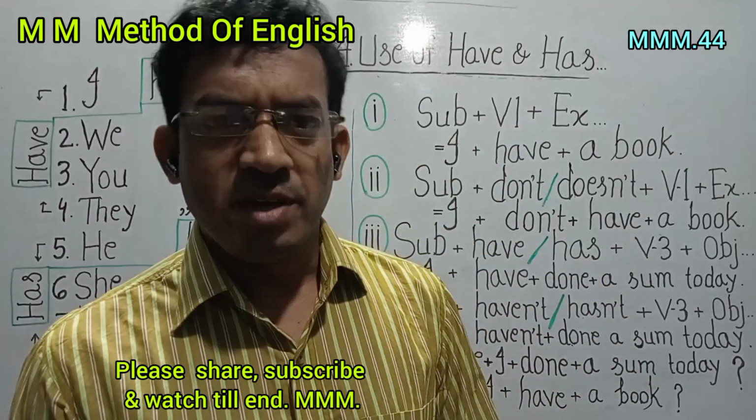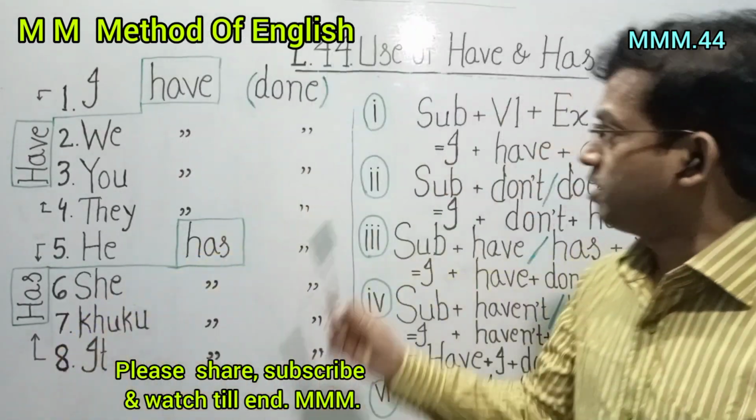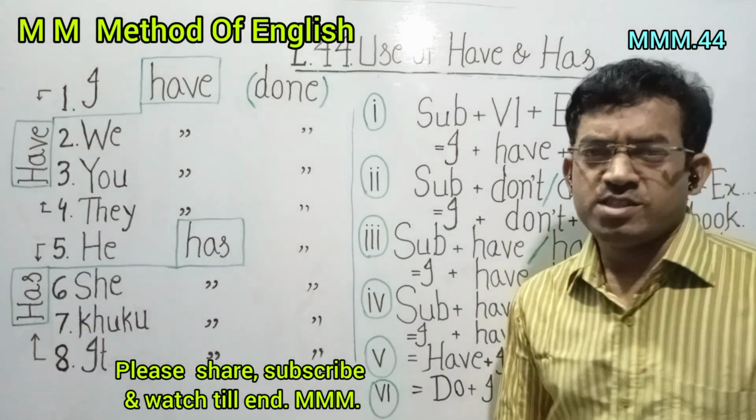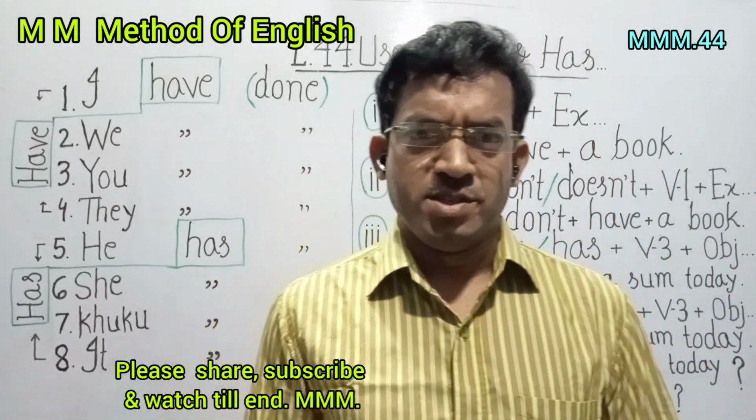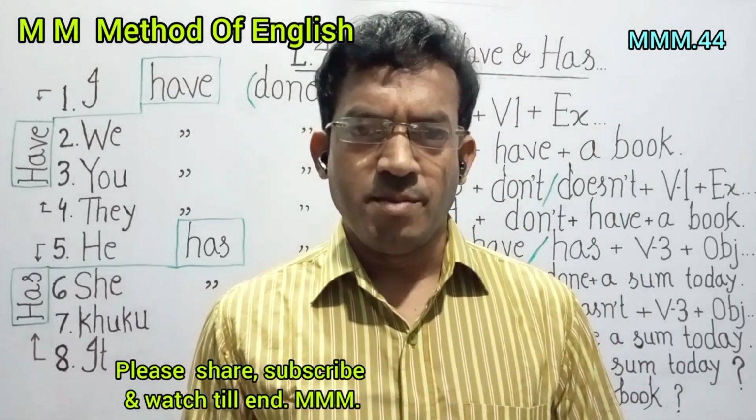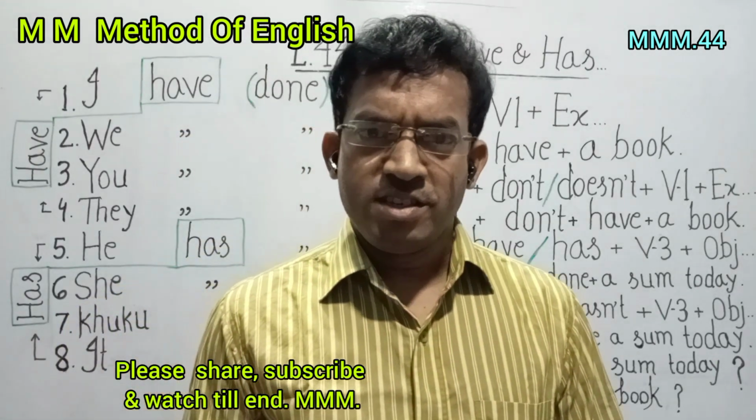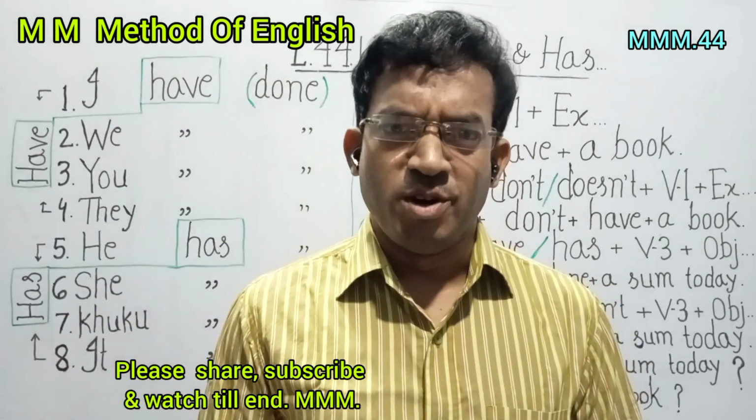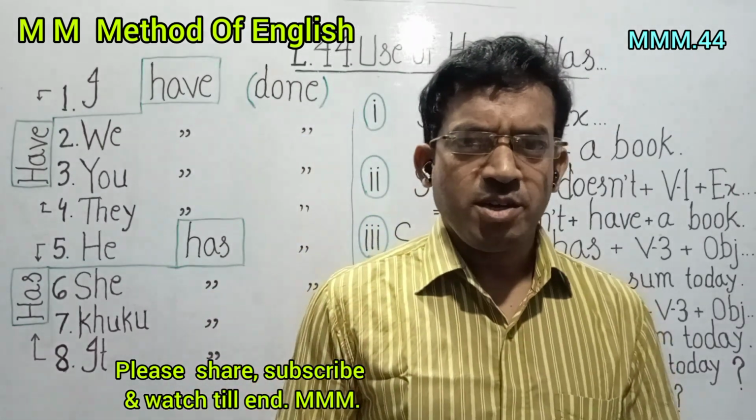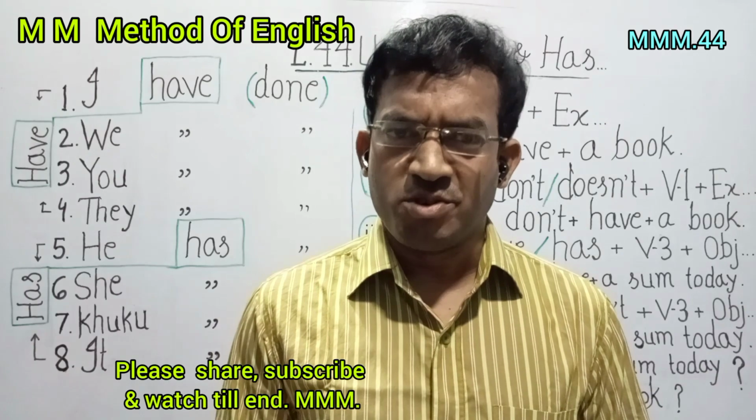Today's topic: use of have, has, haven't, hasn't, etc. That means use of present indefinite tense and present perfect tense. We know principal verb V1 হিসেবে have or has use করা যায়. Then first person, that means I, we, second person you and third person plural number, that means they এর ক্ষেত্রে have use করতে হয়, not has. And third person singular number, that means he, she, kuku, any name এর ক্ষেত্রে has use করতে হয়, not have.